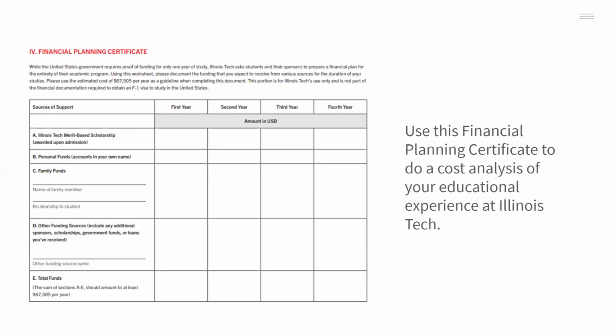Now in line A that you see there, you'll take the full amount of the cost of attendance at Illinois Tech and then subtract that merit-based scholarship, or maybe a housing scholarship from Illinois Tech. You'll then add personal funds if you have any in your name, and then you'll add your family funds. Then D is for other funding sources, whether you are receiving scholarships from an external source, maybe government funds. Make sure that you add that to the cost of attendance, because then you do a quick calculation, and in line E, that is how much you should be expected to pay each year.